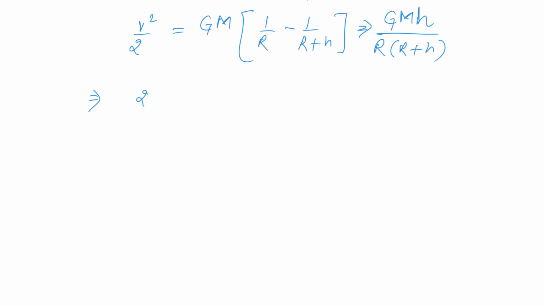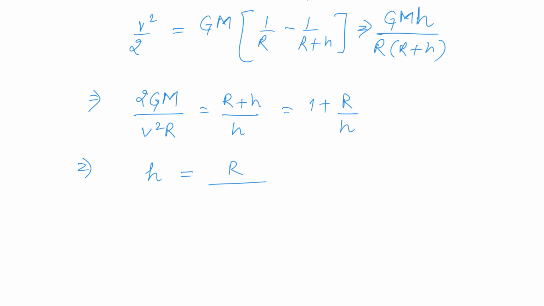Now, if we write this as 2GM/v² = (r + h)/h, and this will be 1 + r/h. So if we calculate the height attained, h will be equal to r divided by (2GM/(v²r) − 1). How do we get this? We transfer 1 to the other side, and from some numerator and denominator transfer, we get the small h.